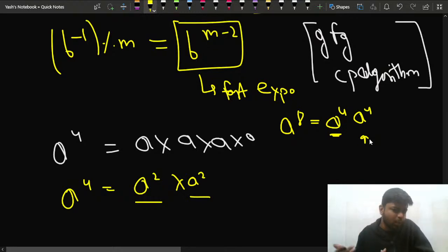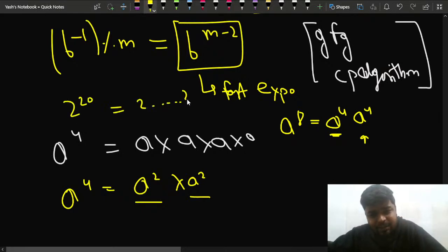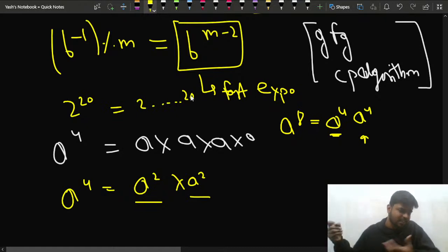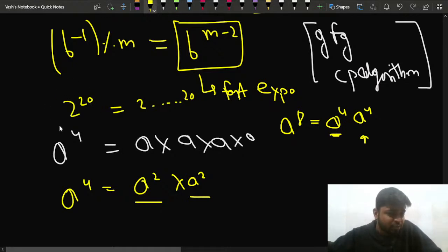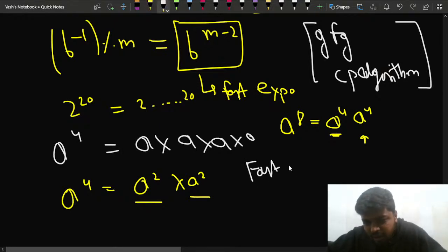Fast exponentiation or modular exponentiation, I hope you are aware of this. Like if I have to calculate 2 to the power 20, I'll not multiply 2 20 times. That is not something that I'll do. I'll basically apply the concept of fast exponentiation to calculate it as fast as possible. If you don't know it, you can just go to GeeksforGeeks and learn about the concept, and that would help.